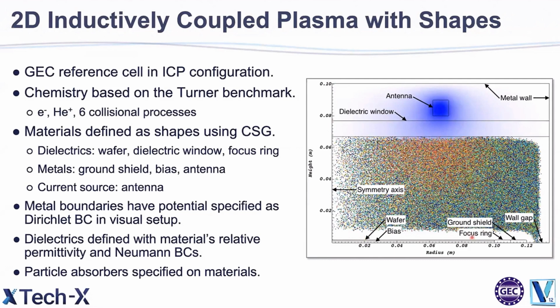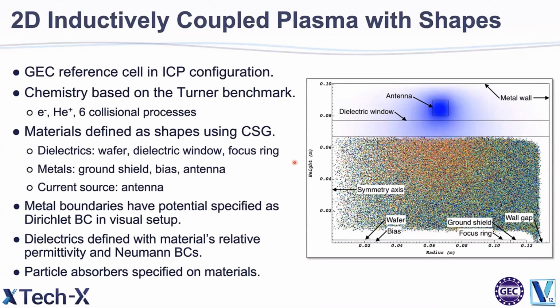We have a wafer for processing, which we can collect statistics on. We have a bias electrode, which we can give an RF potential to. We have a ground shield and a focus ring and a wall gap. And that's basically the geometry. Here we're showing the electron positions plotted, forming sheaths here and here. And we're showing that electrons are heated primarily closer to the antenna.